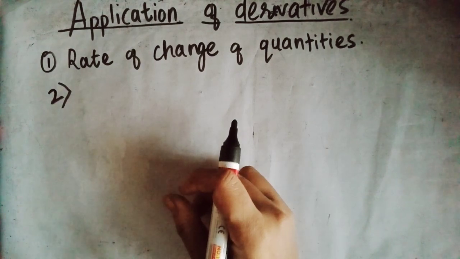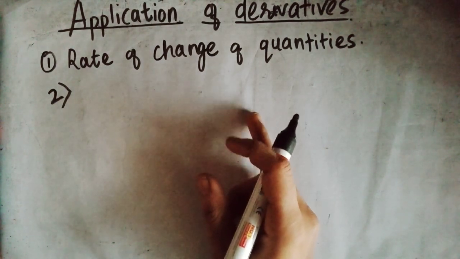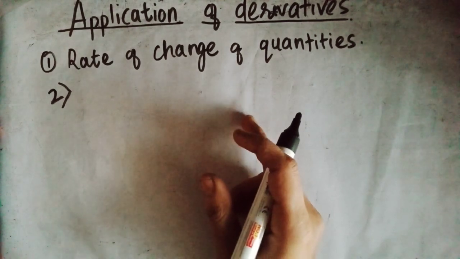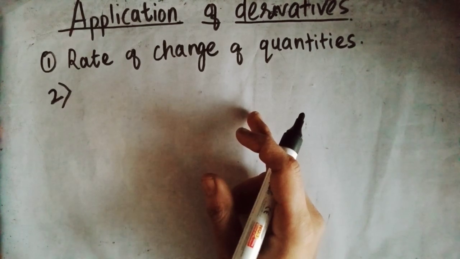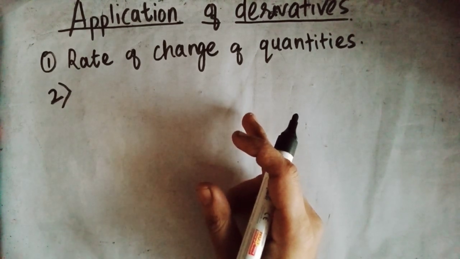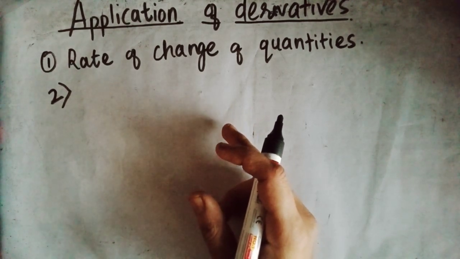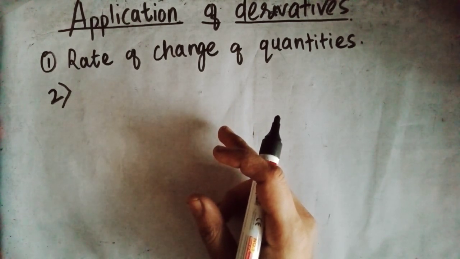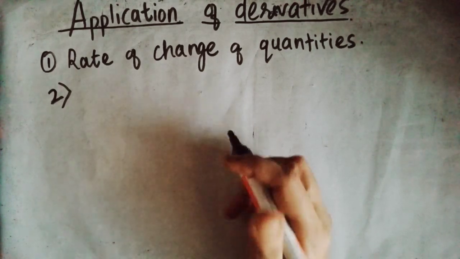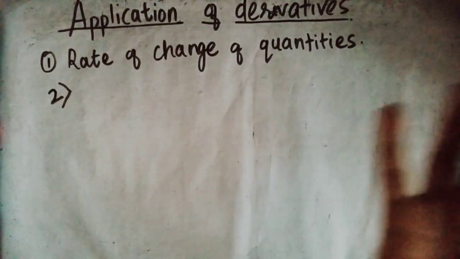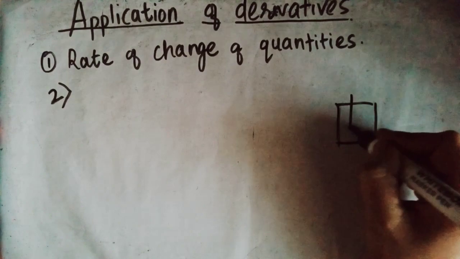Next question is, volume of the cube is increasing at a rate of 9 cubic centimeters per second. How fast is the surface area increasing when the length of an edge is 10 centimeters? The first thing which is given is volume of a cube is increasing at a rate of 9 cubic centimeters per second. So volume of a cube, how is it written? Cube is like this, right? All sides are equal.